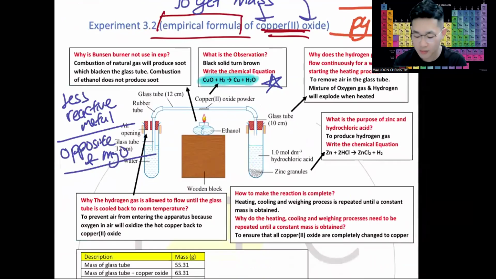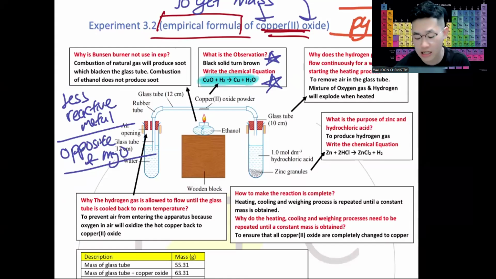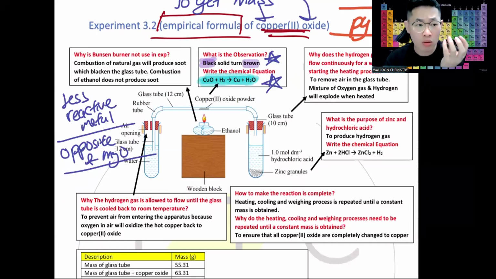Okay? Here, we also have one very important observation. During the heating process, our copper 2 oxide that is black in color will turn into brown in the end. Black to brown. I don't know whether you did this experiment in school or not. If your school teacher did carry out this experiment with you, it's very good because you get to see what happens during the experiment. You can see that before we started, it's black color, but after that, it becomes brown.